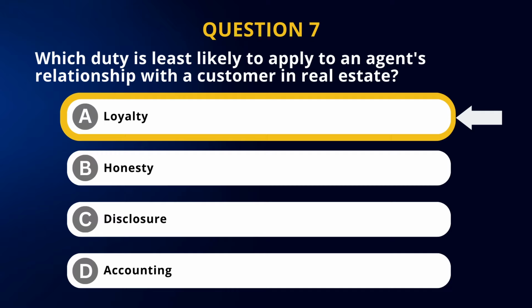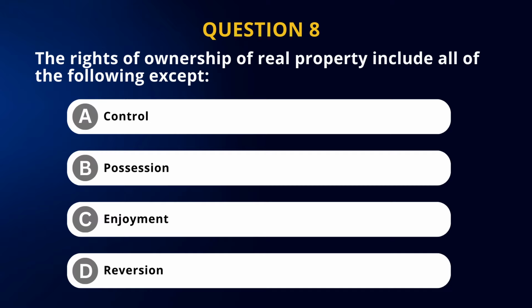Question number 8. The rights of ownership of real property include all of the following except letter A, control. Letter B, possession. Letter C, enjoyment. Letter D, reversion.